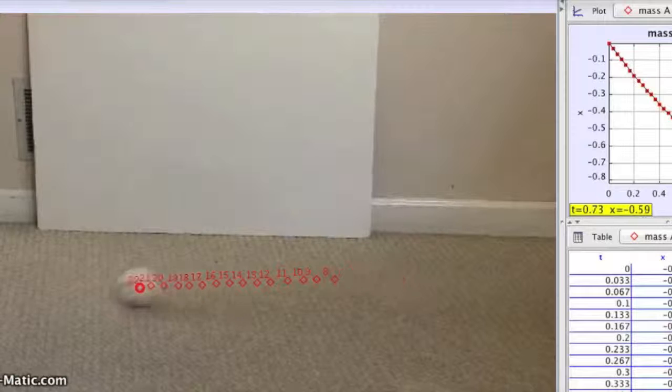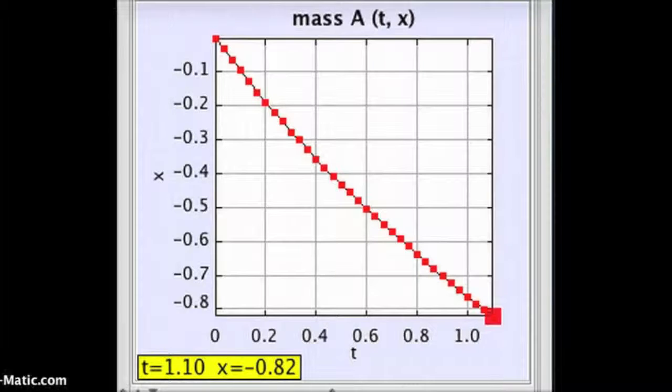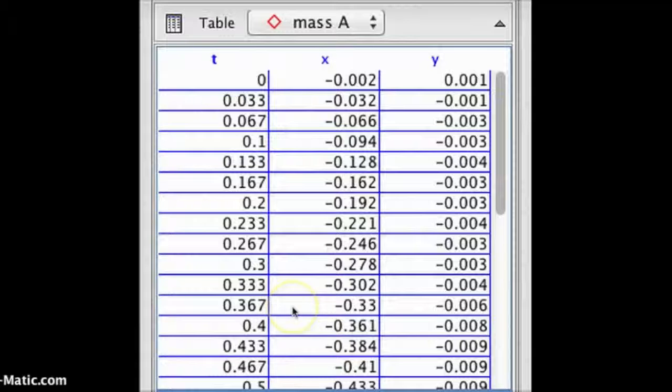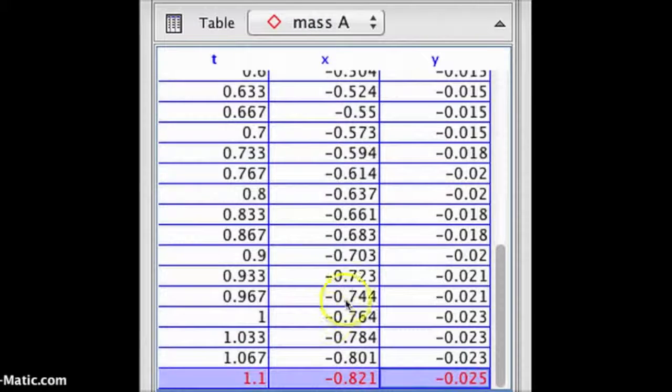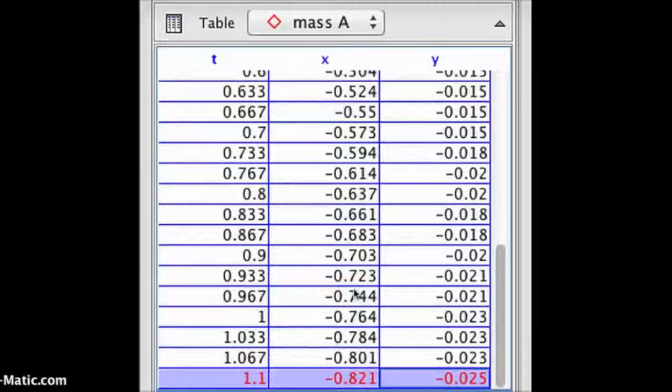Now this is the video of the baseball moving at constant velocity being analyzed with Tracker. The baseball is the system and everything else is considered the surroundings. After plotting the points of the baseball's motion, the graph on the upper right hand corner appears to be linear, meaning there is constant velocity because the slope of the position versus time graph is the velocity. The right was chosen as the positive x-axis, so the graph slope is negative because the baseball was moving to the left in my situation. The data table is also useful because it gives the time and position. The time goes from 0 to 1.1 seconds, and the position goes from negative 0.002 to negative 0.821 meters.